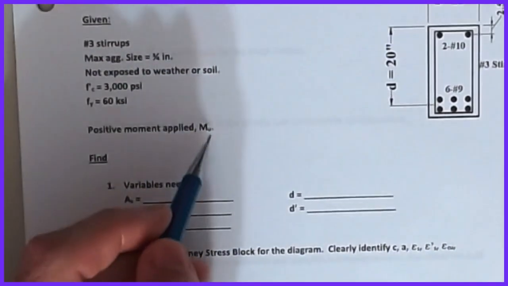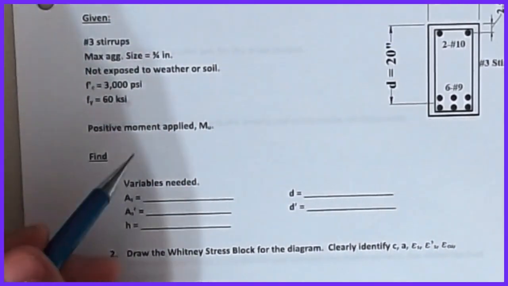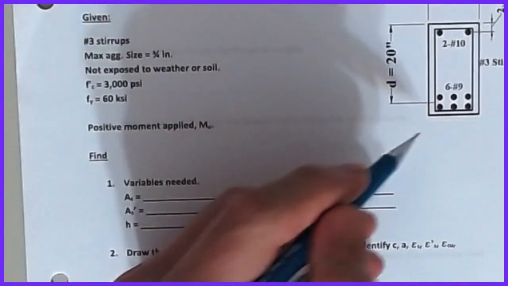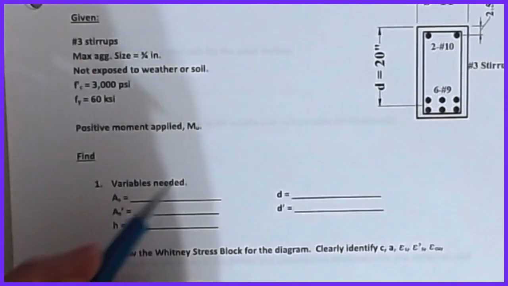And then we have a positive moment applied to the section, that's the M. Now, again, I'm not worried about what the load is or what this is. We're actually wanting to find what's the nominal moment capacity or the design moment capacity of this.